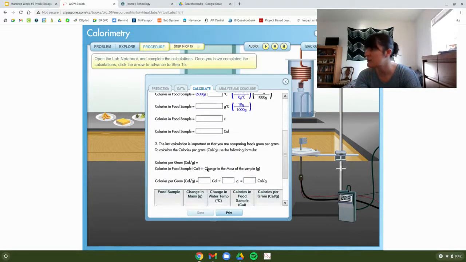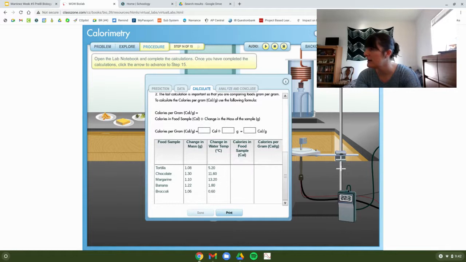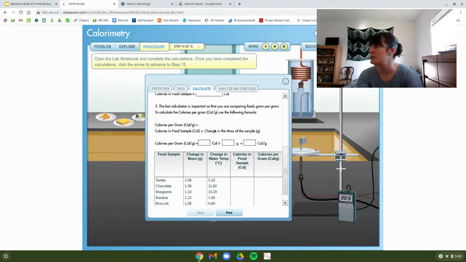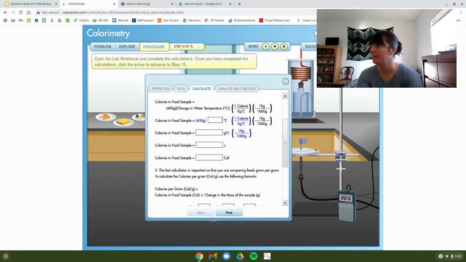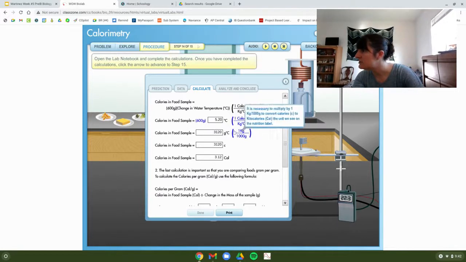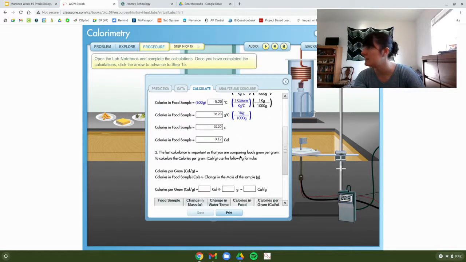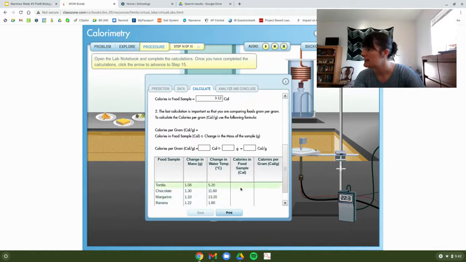So if I scroll down here, it did that math for me. So for the tortilla, let's do that one, 5.20. All right, and then it does some additional multiplication for me, and I end up with 3.12 calories. Let's write that down.